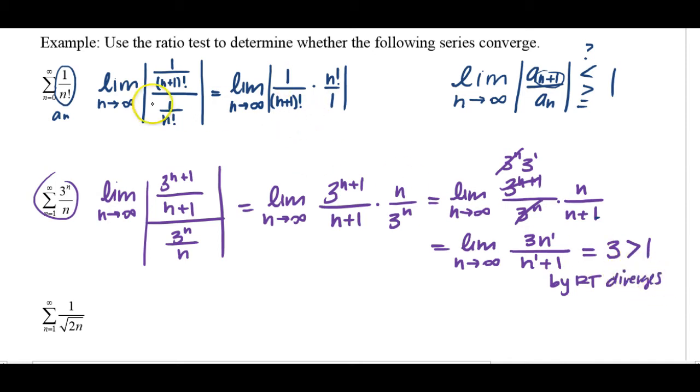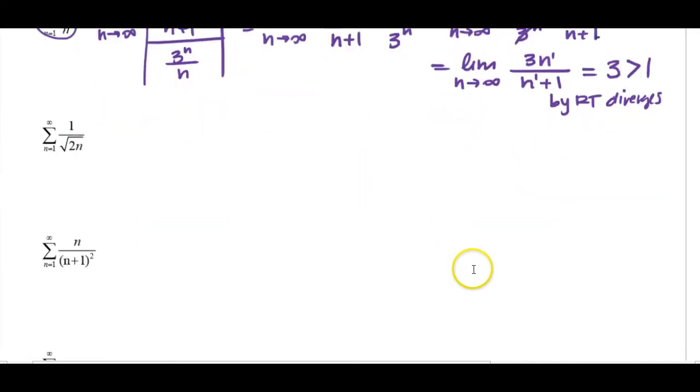So now we've had an example where we're using the ratio test to determine convergence, and then this next example we have divergence. So now let's take a look at the third example.